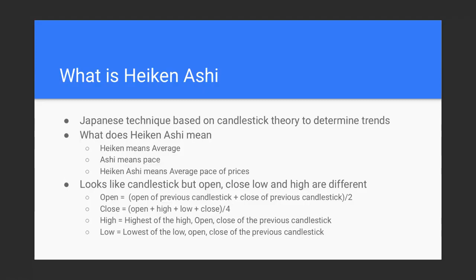If you look at the formulas here, the open is nothing but the open of the previous candlestick plus the close of the previous candlestick, divided by 2. That means it is the average of the previous open and close. Then the close is nothing but open plus high plus low plus close, divided by 4. That means you are taking an average of all four. Then high is the highest of the high, open, and close of the previous candlestick. Low is again the lowest of the low, open, and close of the previous candlestick. So every candlestick that is determined for today is dependent on the previous candlestick. It is not independent like in regular candlesticks. So let's move on to the next slide.